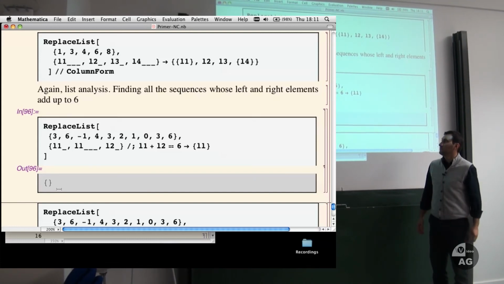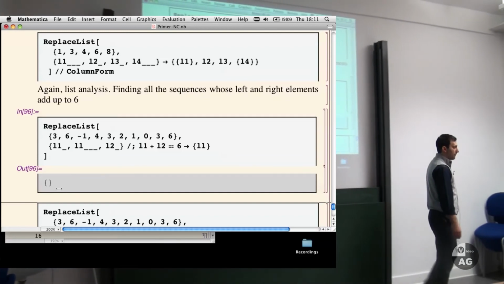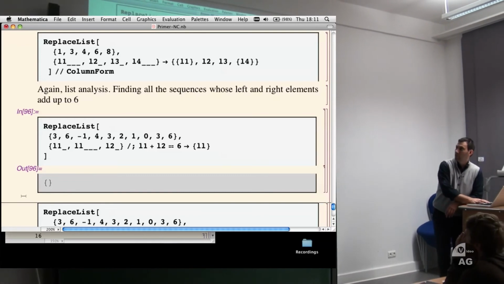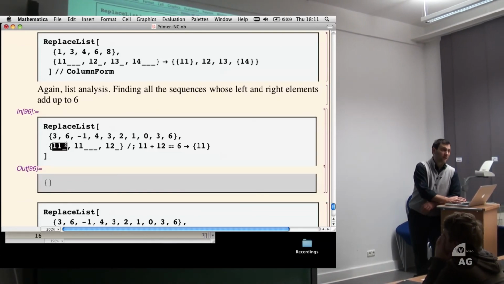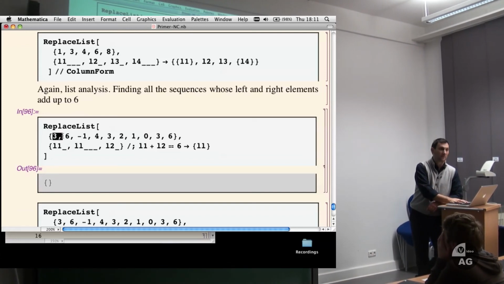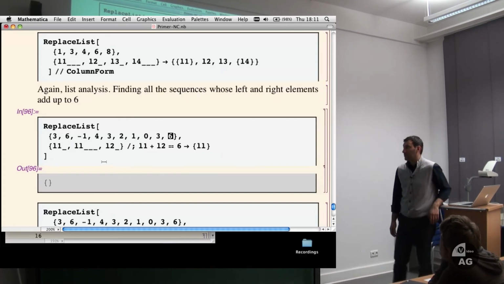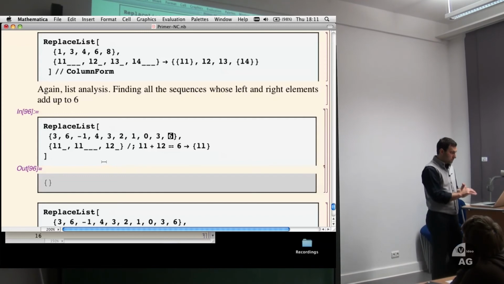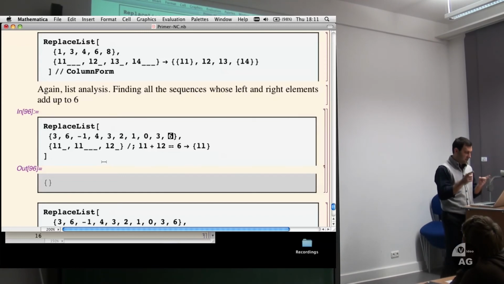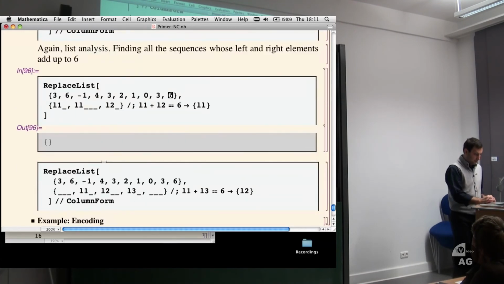Because this will match first element and last element to the list and everything else to the middle list. So 3 and 6 are 9 and not 6. So this L1 has a single underscore, so it can only match the first entry. Likewise, L2 will only match the last entry. And it just happens that 3 plus 6 is not 6, so we don't get much. But of course, this is the first idea that comes to mind. I agree. How about this?